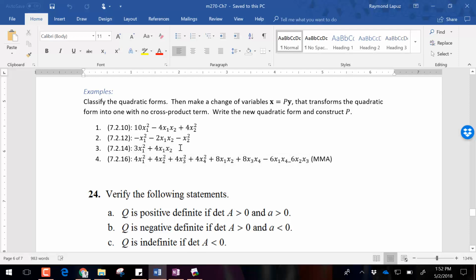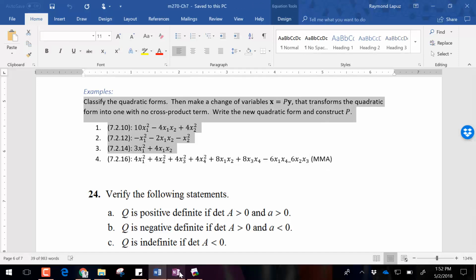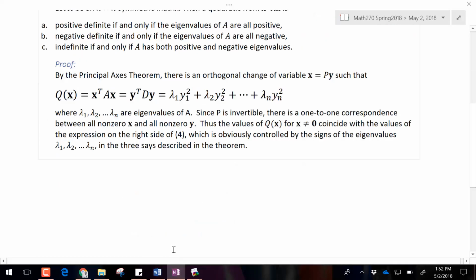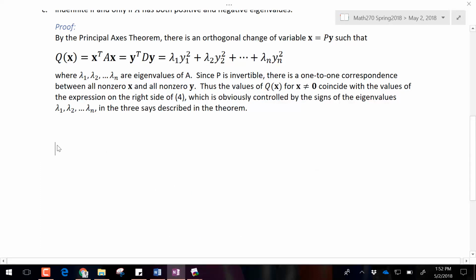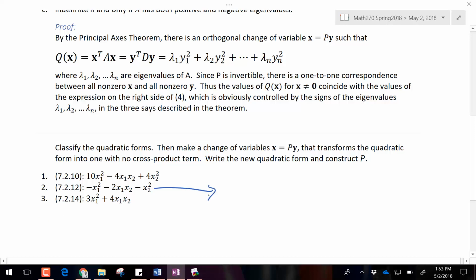Well, let's do one of these. Let's just copy all of them and figure out what to do. Let's not do the last one. So let's do problem number, I don't know, let's do problem number 2, to classify this quadratic form.